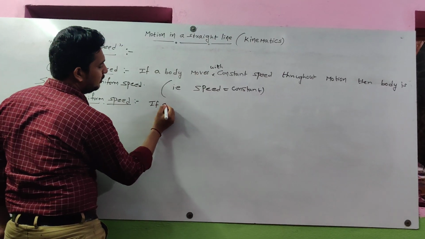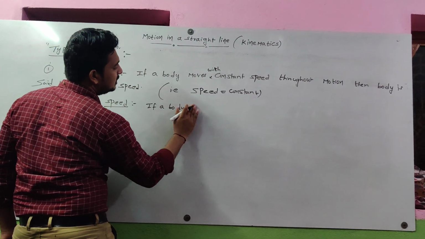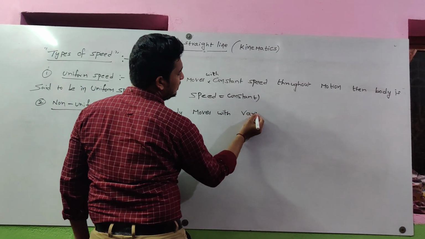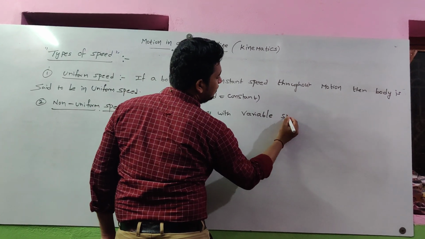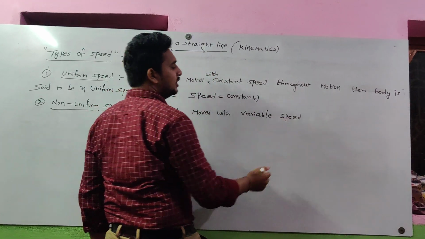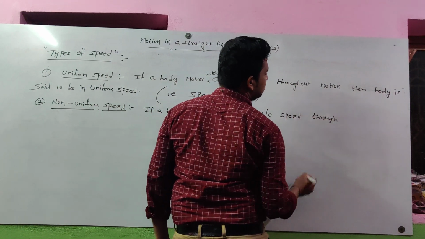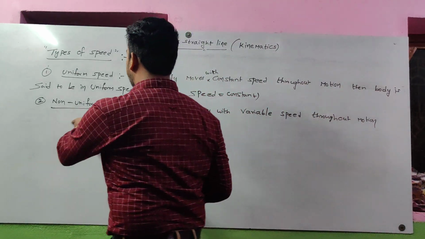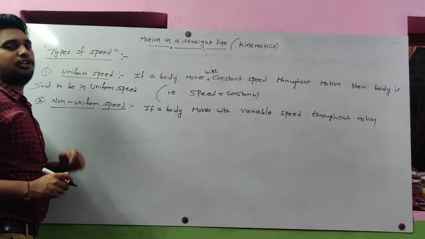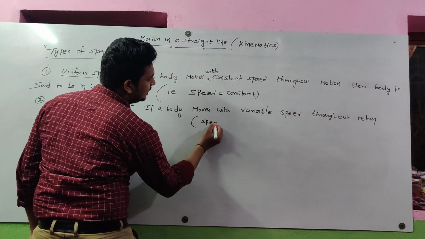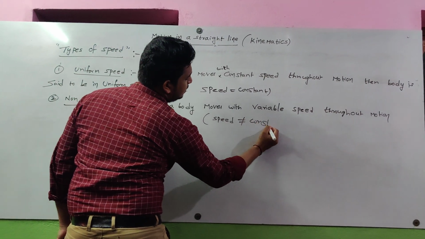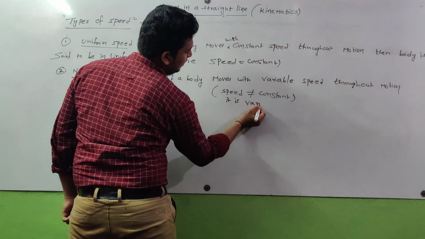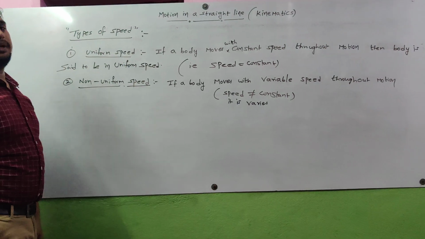If your body moves with variable speed throughout motion, then the body is said to be in non-uniform speed. Here speed is not constant. It varies. So then the movement is said to be non-uniform speed.